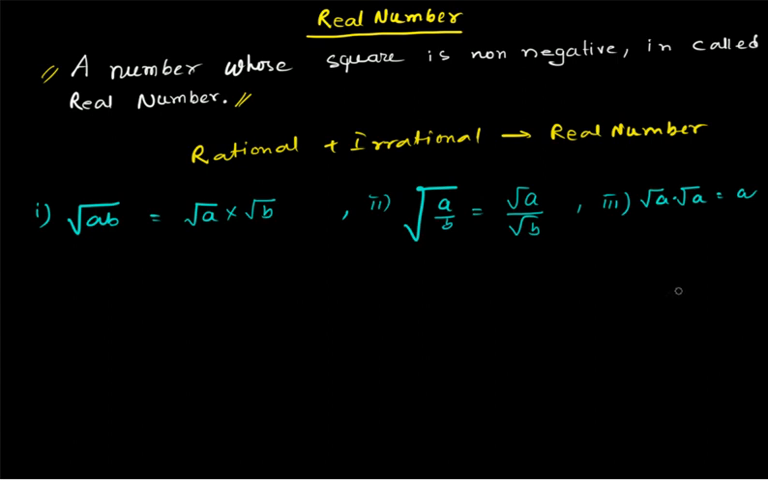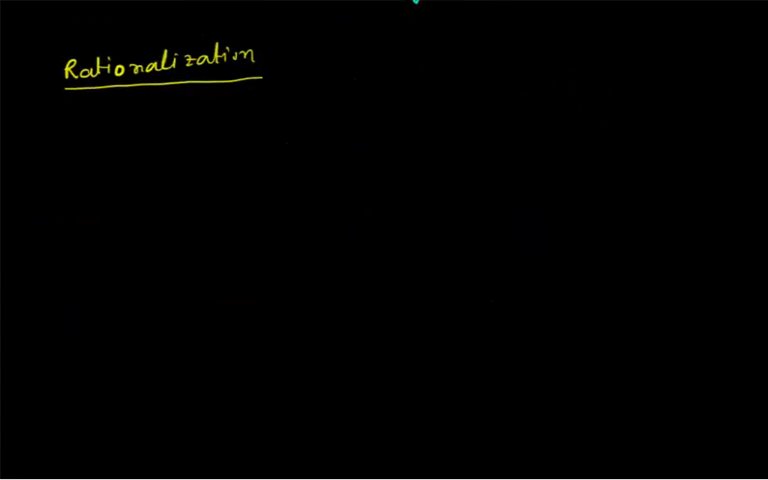Okay. So next we'll be learning the most important property of the real numbers, that is rationalization. What is called rationalization? Look, I can give you so many examples of a real number, which is a combination of a rational number and an irrational number. Say 2 by root 3.